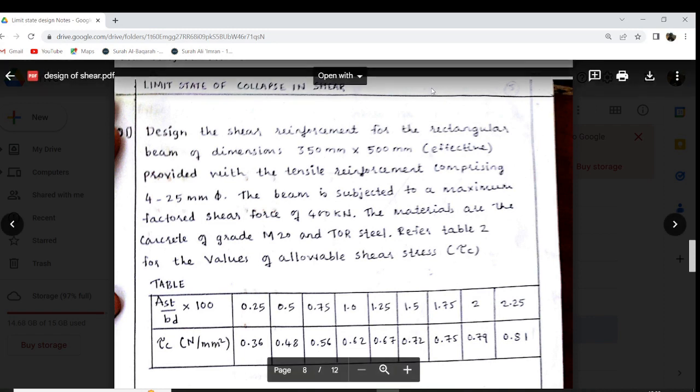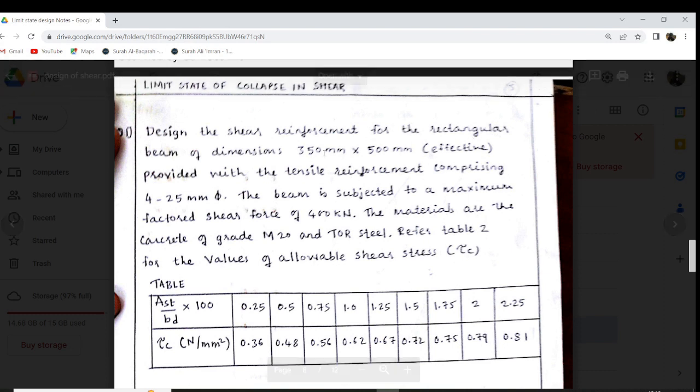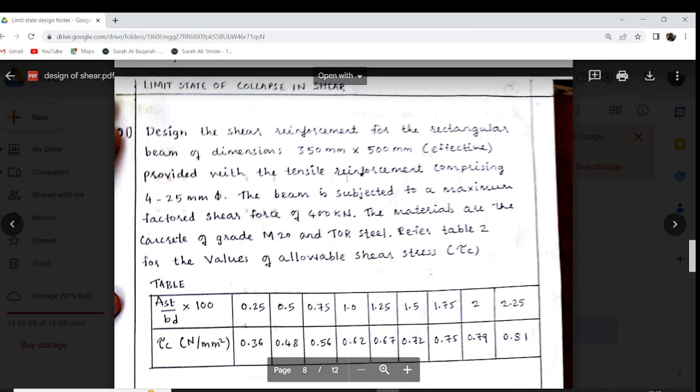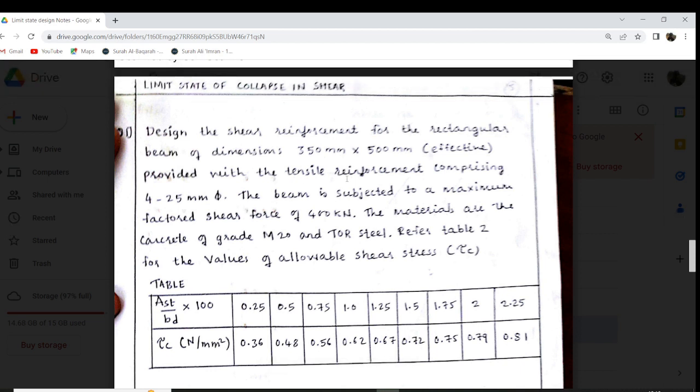Okay, see problem. Design the shear reinforcement for the rectangular beam of dimension 350 mm by 500 mm effective, provided with the tensile reinforcement comprising 4 bars of 25 mm diameter. The beam is subjected to maximum factored shear force of 400 kN. The materials are M20 and Tor steel. Refer table. Okay, so you see, they have given the reinforcement, cross section, and also they have given the factored shear force.